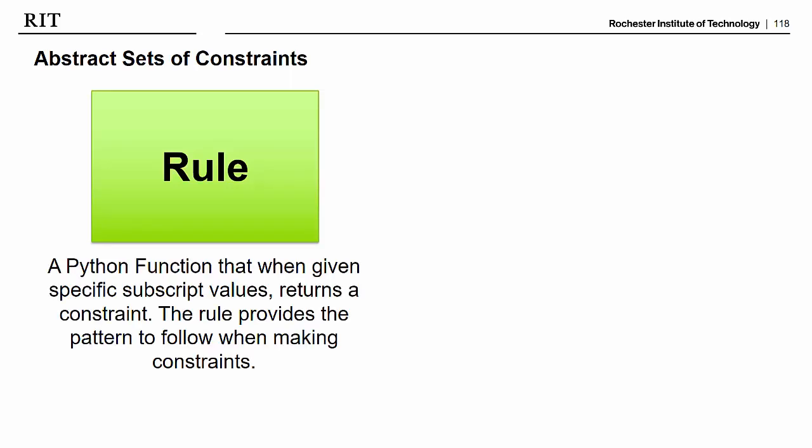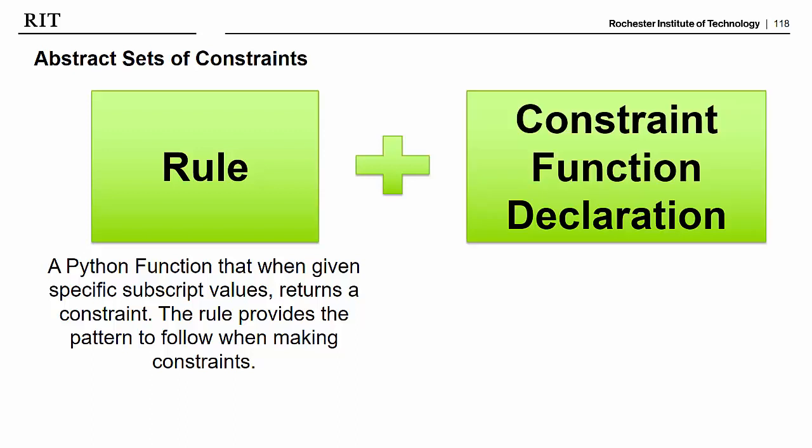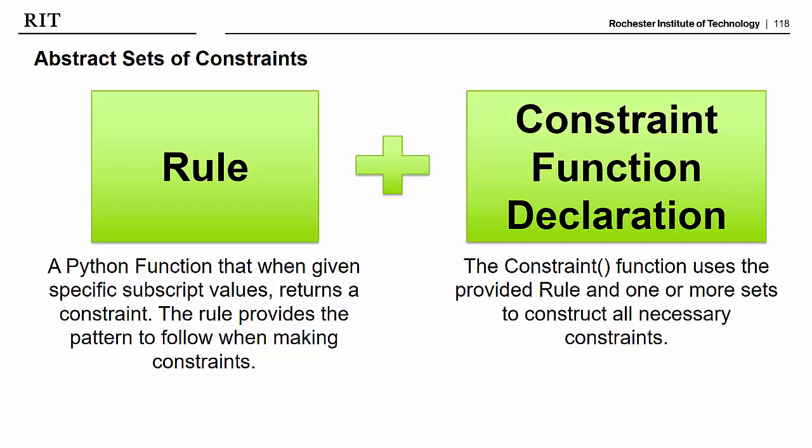So again, just like objective functions, constraints are made of a rule. The rule's job is, when given a value for one of the constraint's parameters, to follow the provided pattern and make you a constraint. So we basically have this function that, when given a value for, let's say, i or j, returns a whole entire constraint to you. And then we have a constraint function declaration, which basically is telling Pyomo, hey, I want you to use this rule and make a whole bunch of constraints for me.